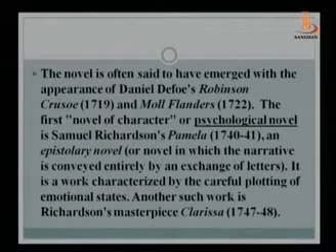The first novel of character or psychological novel is Samuel Richardson's Pamela, 1740 to 41, an epistolary novel, a novel in which the story is conveyed entirely by the exchange of letters. It's a very popular device that you find in so many novels. A letter is seen to advance the story. It is a work characterized by the careful plotting of emotional states. Another such important work is Richardson's masterpiece Clarissa.